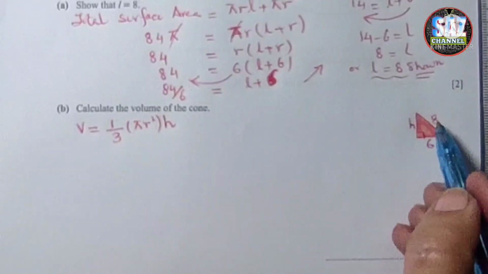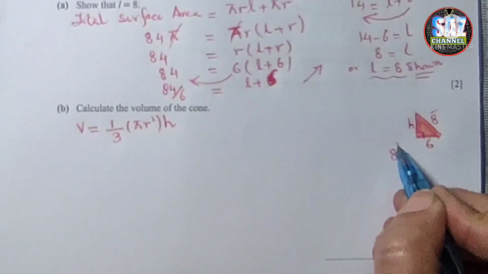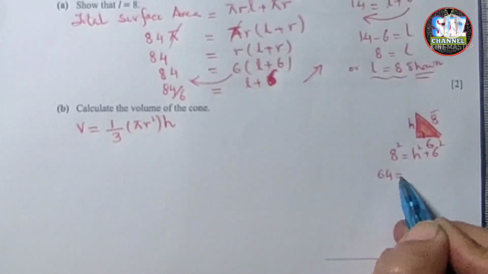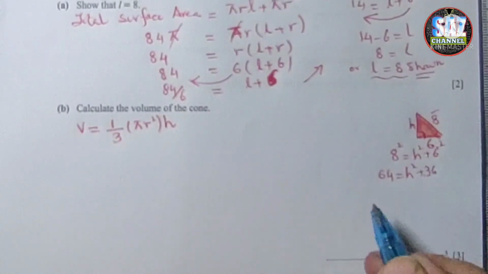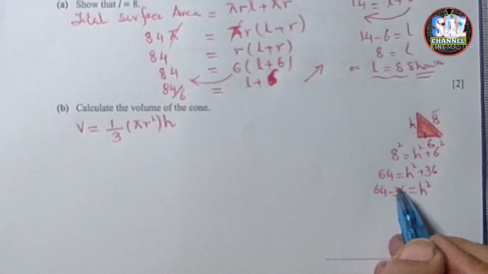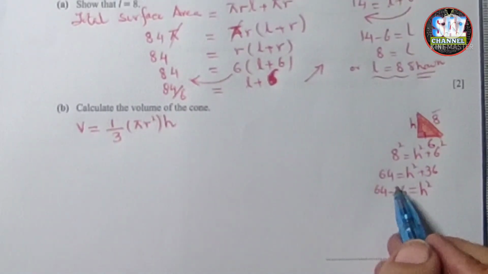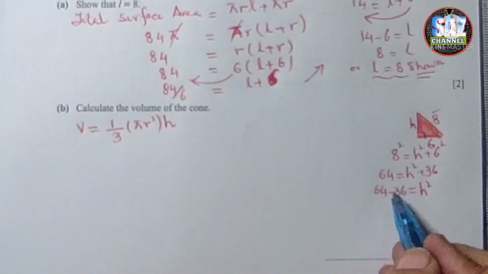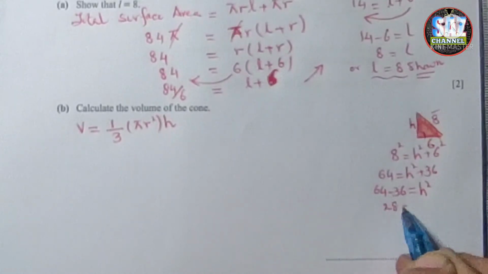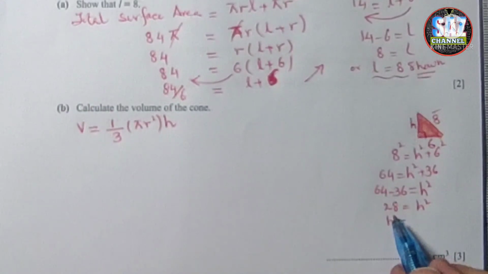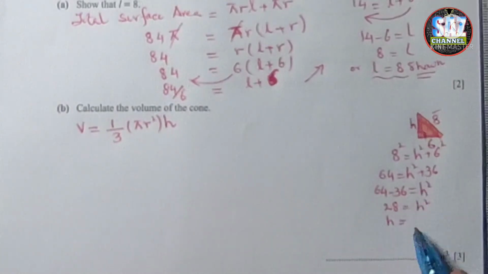And now look, how to find the height. This is the hypotenuse, so 8 square equals h square plus 6 square. This is 64 equals h square plus 36. 64 minus 36 equals h square. 64 minus 36 is 28, and this gives me 28 equals h square, or h equals square root of 28, and this gives me 5.29.